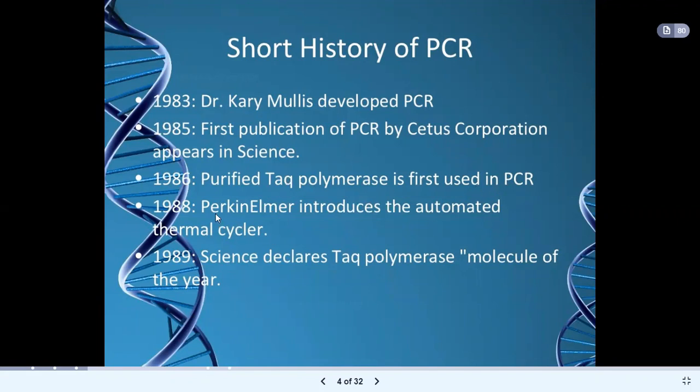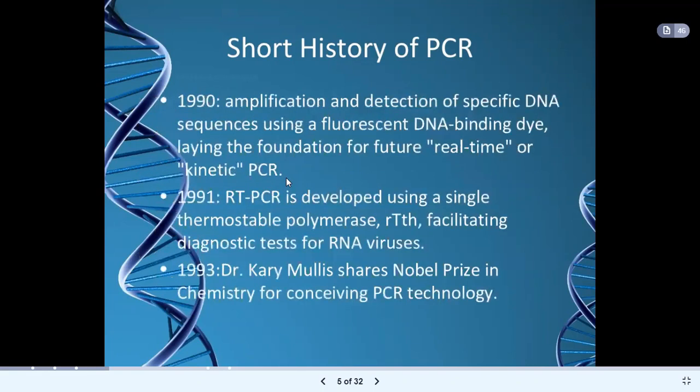Then in 1988, Perkin Elmer introduced the automatic machine known as a thermocycler or thermal cycler. And lastly, in 1989, Taq polymerase, the enzyme which is used for PCR, was named the molecule of the year. Let's see the short history of the PCR technique.